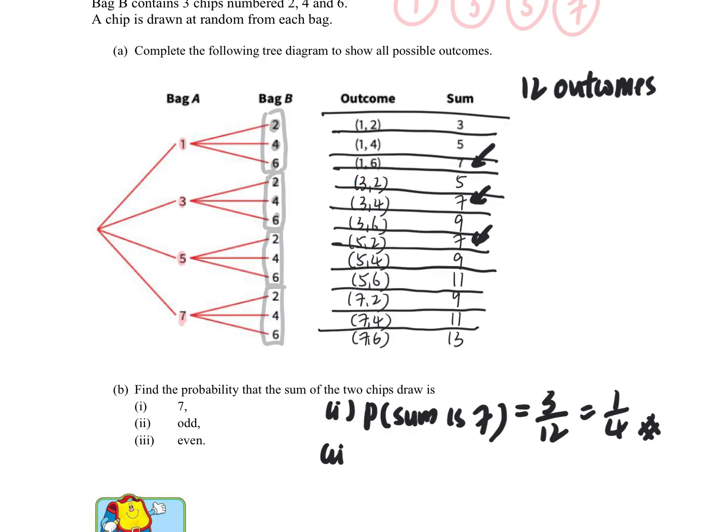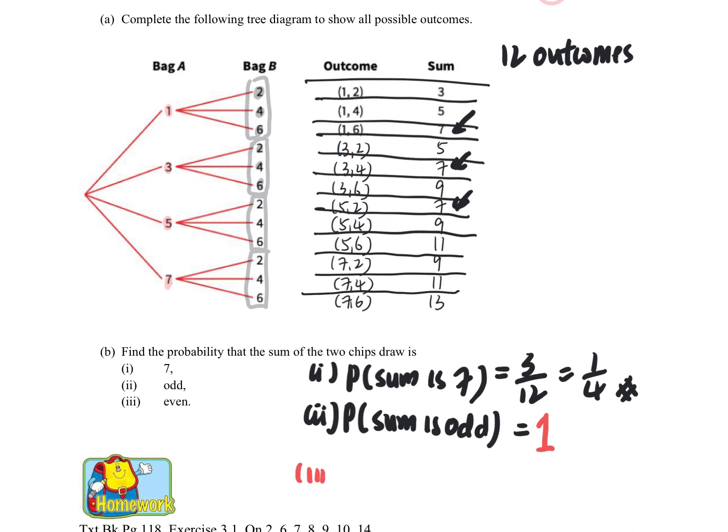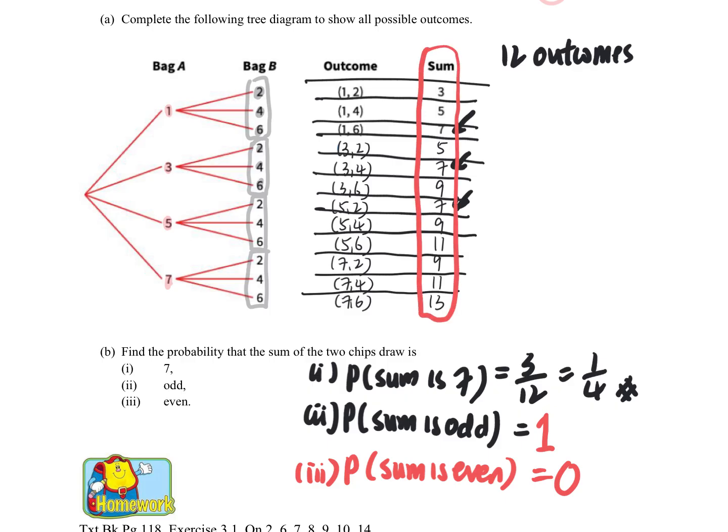Then I want the sum to be odd. So look for the odd ones. 1, 2, 3, 4, 5, 6, 7, 8, or in fact all odd. So all the sums are odd numbers, so it's 1 whole, because 12 out of 12 outcomes. So what is the probability that it is even? Just 0. So you realize that all these will add up to 1.